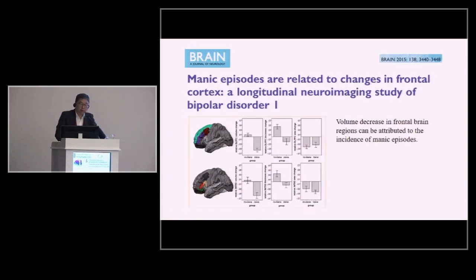But of course, by brain imaging studies, you can see some pathological change, like the frequency of manic episodes can cause significant brain volume, particularly gray matter reduction in bipolar disorder. So that's why we need to give our patients preventive treatment, because preventing manic episodes could rescue or protect against brain volume reduction.